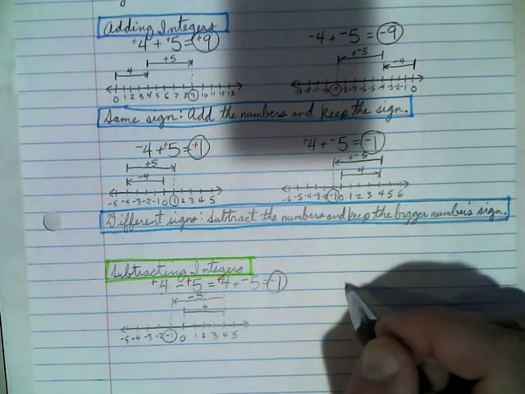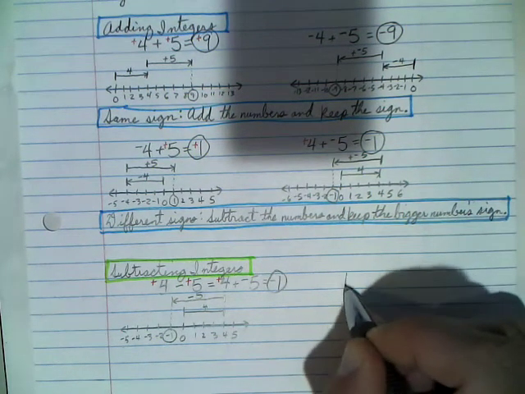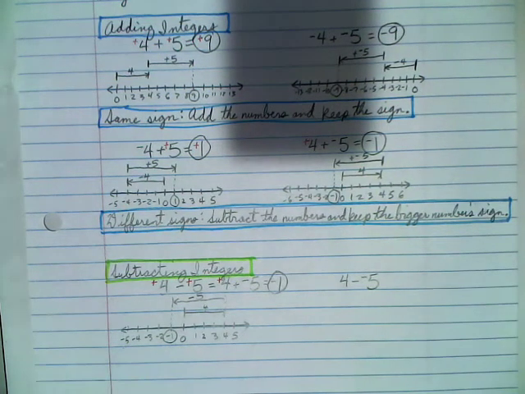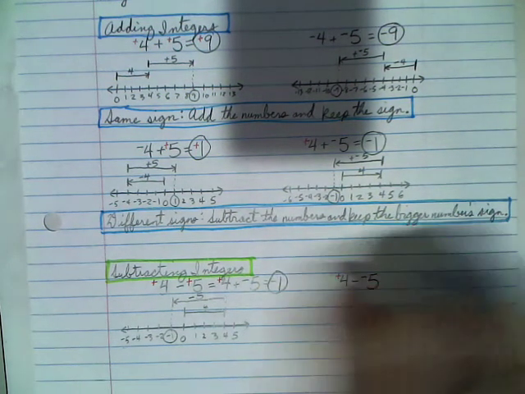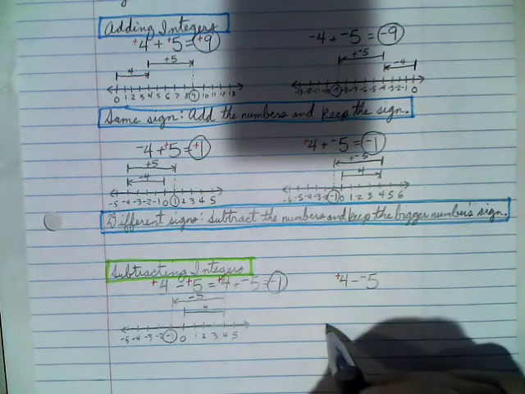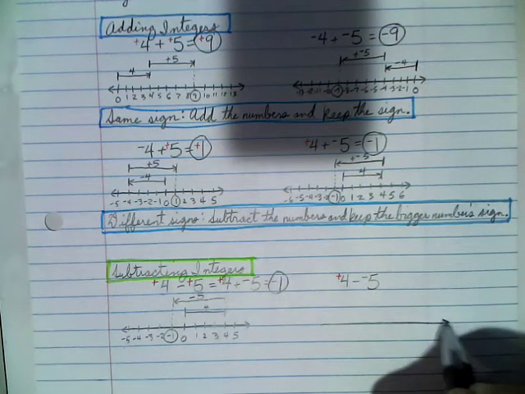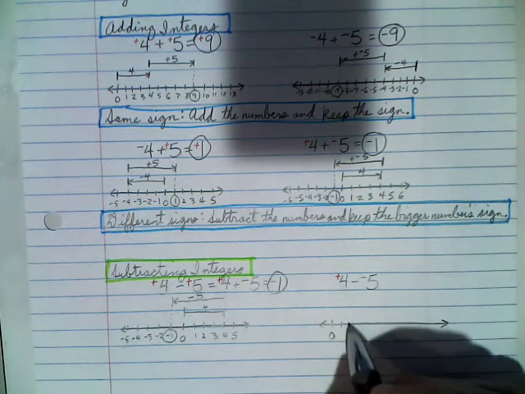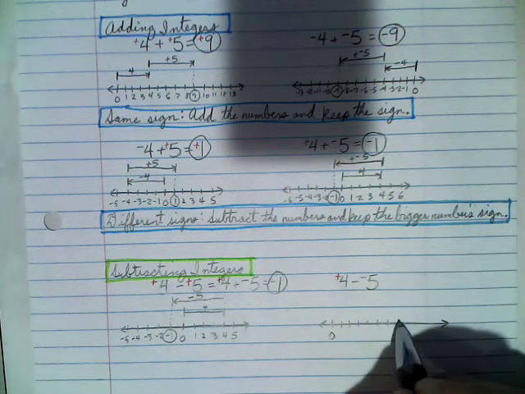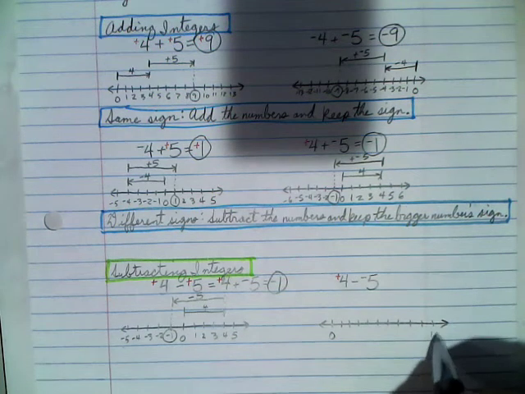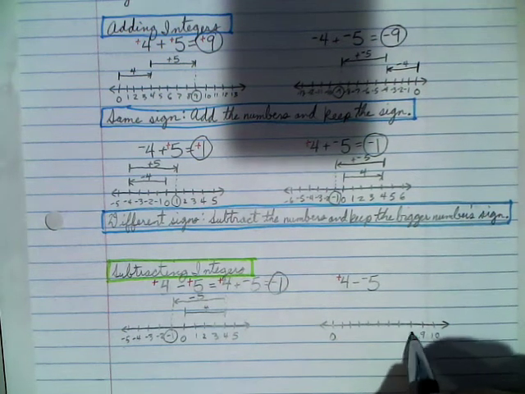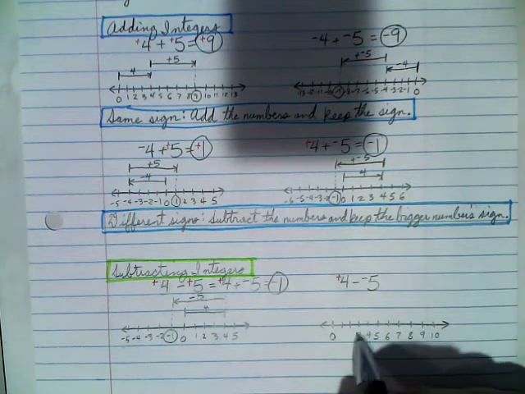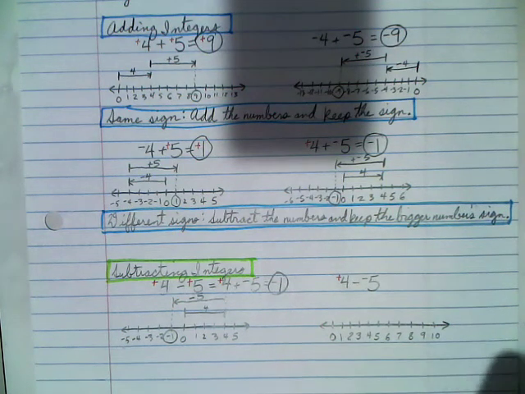For that matter, let's do another example here. Let's do 4 minus a -5. And of course, when we say that, it's really a positive 4. And so to diagram this one, I'm actually going to start with 0 down here. 1, 2, 3, 4, 5, 6, 7, 8, 9, 10. I want to get at least 10 there to the right. Fill in the rest of your numbers there.